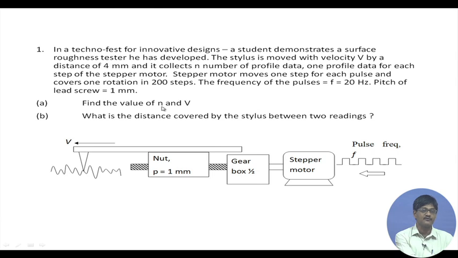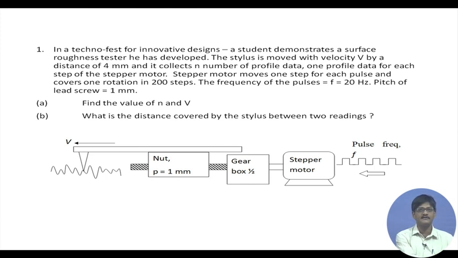N is the number of readings it is capable of taking for the 4 millimeters of movement, and v is the velocity of the stylus, and what is the distance covered by the stylus between two readings. This corresponds to a basic length unit. So, this should be easy. So, let us try that.